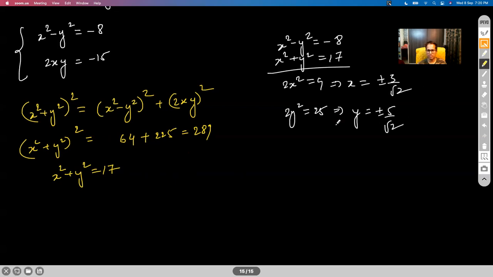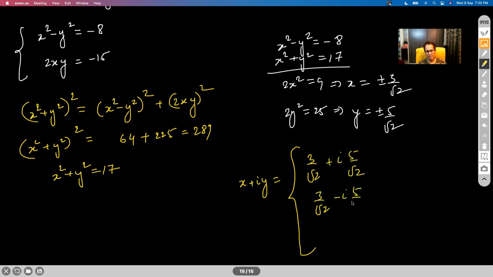Okay. So there are four possibilities for x plus iy. 3 by root 2 plus i5 by root 2. 3 by root 2 minus i5 by root 2. Minus 3 by root 2 plus i5 by root 2. And finally, minus 3 by root 2 minus i5 by root 2.